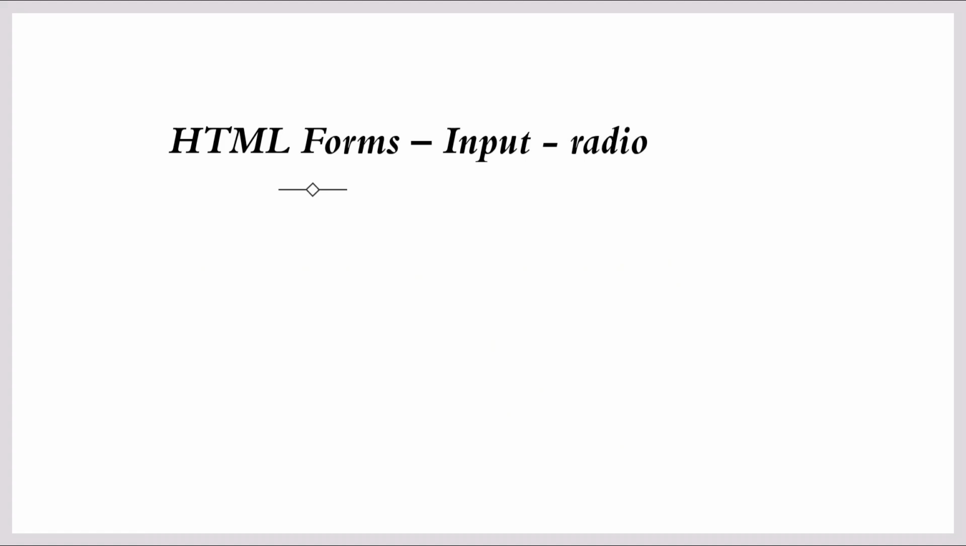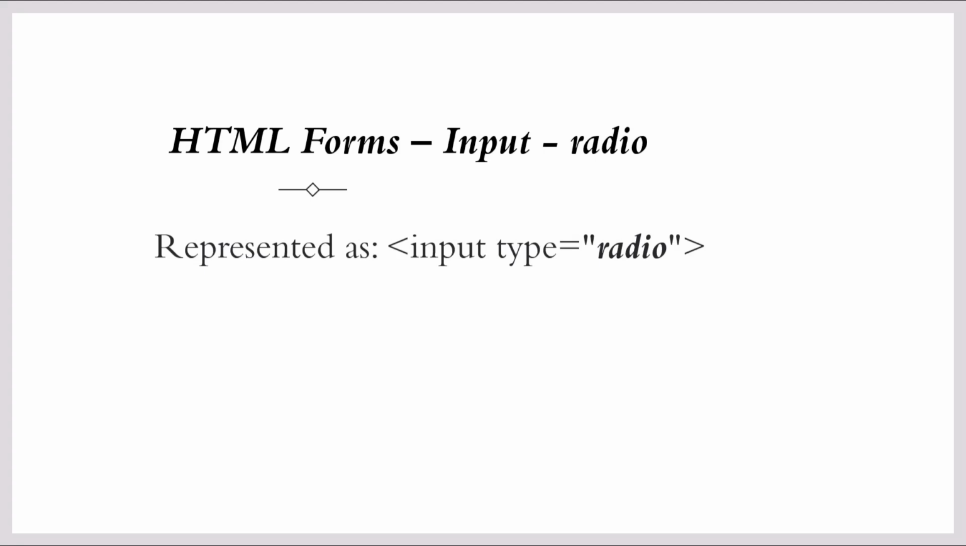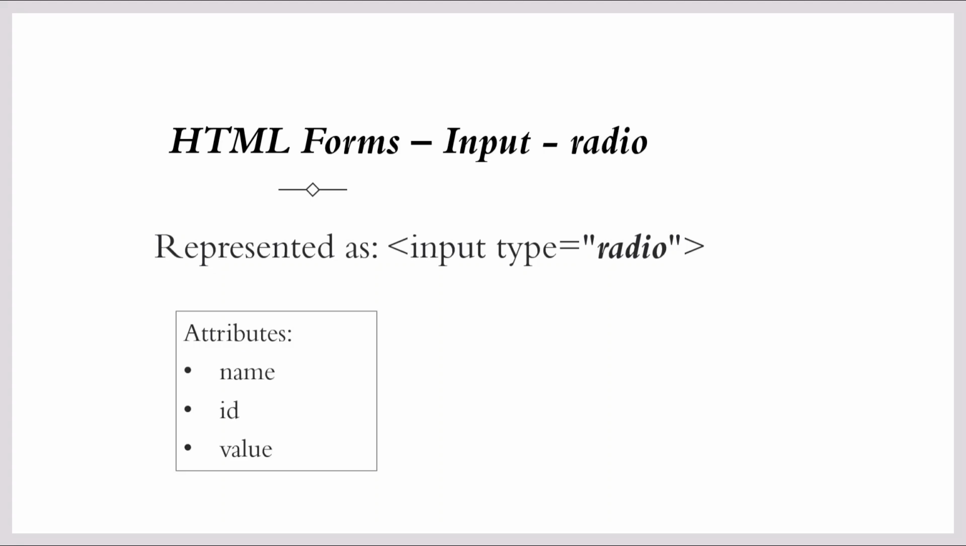Next, let's explore how to use input element with type equal to radio attribute. Radio buttons allow users to select one option from a list of choices. Unlike checkboxes, where multiple options can be selected, with radio buttons, only one option can be chosen at a time. The syntax is input type equal to radio. Like checkboxes, radio buttons can also have name, ID, value attributes.